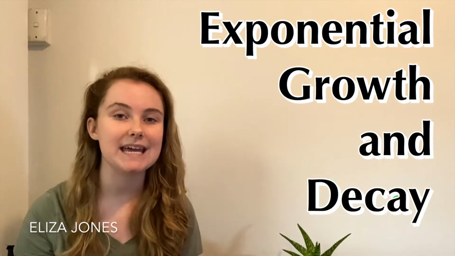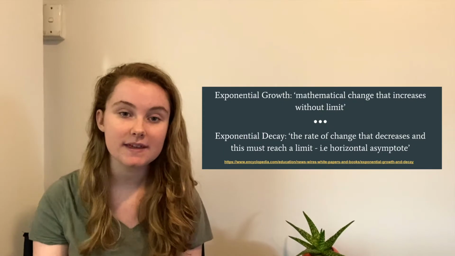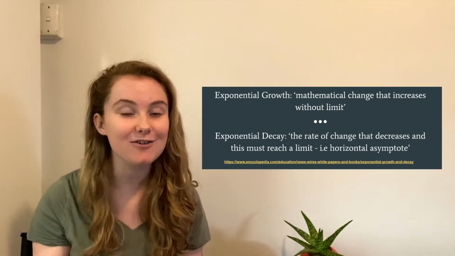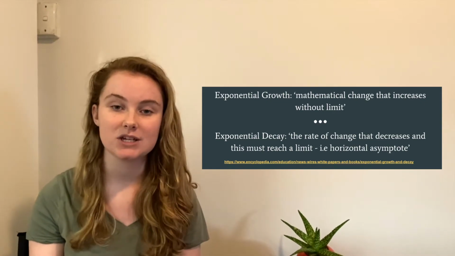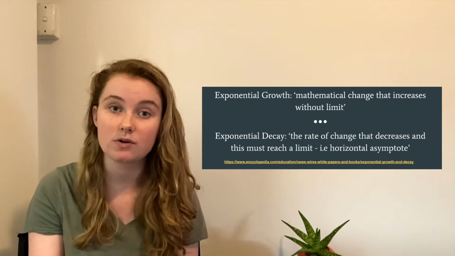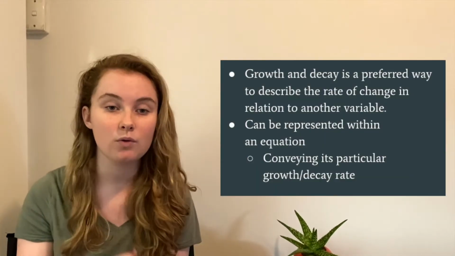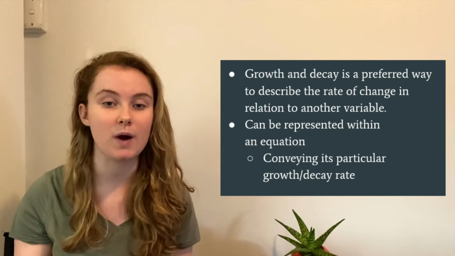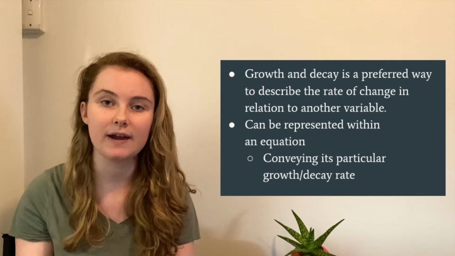Taking growth and decay individually allows you to completely understand the concept. Growth is a mathematical change that increases without a limit, whereas decay is the rate of change that decreases and must reach a limit, i.e. a horizontal asymptote. Culminating these ideas best show how growth and decay is a preferred way to describe the rate of change in relation to another variable.